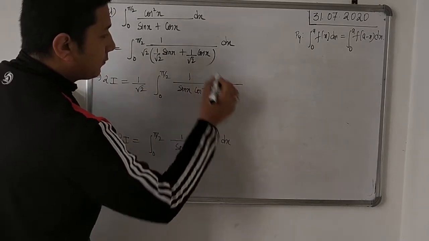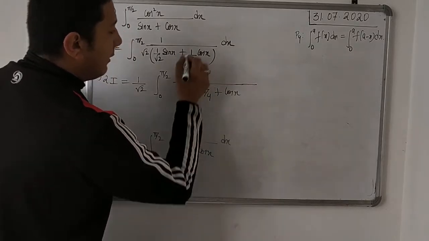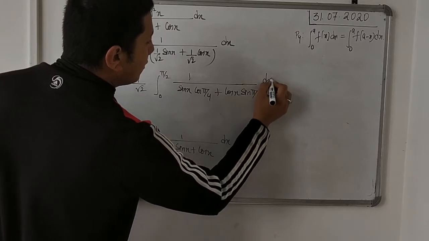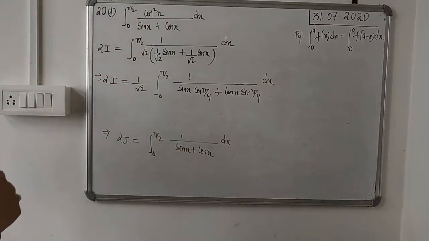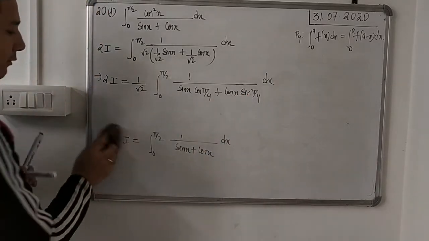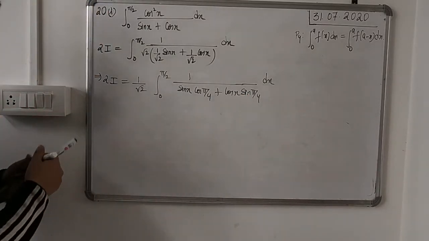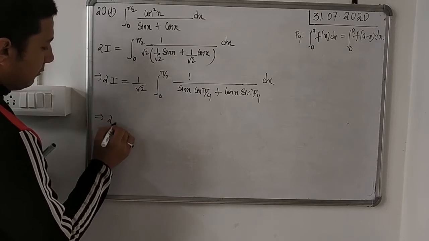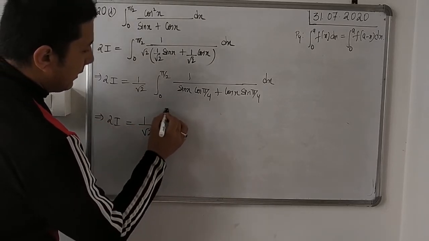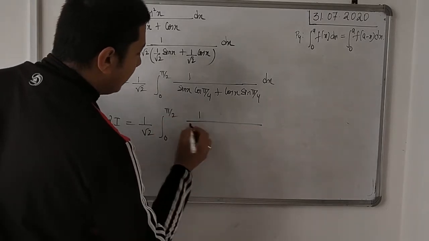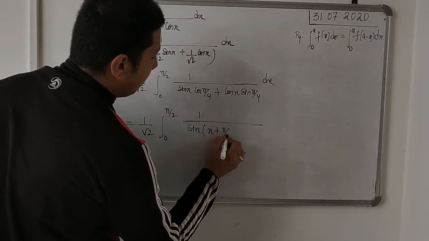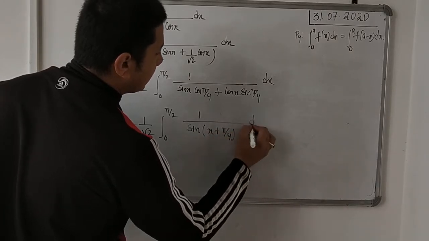Plus cos x, and 1 by root 2 as sine pi by 4. On doing so, if you look at this properly, it is in the formula of sine a cos b plus cos a sine b, which is the formula of sine a plus b. Is it? So therefore 2i is equal to 1 by root 2, integral 0 to pi by 2, 1 by, now this is the formula of sine x plus pi by 4 dx.